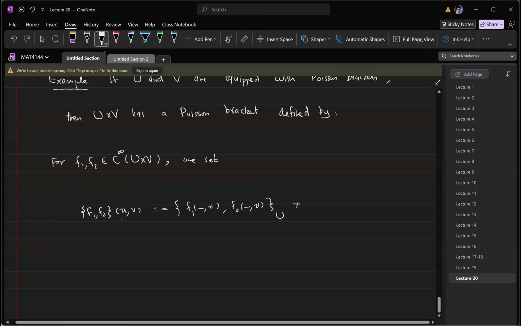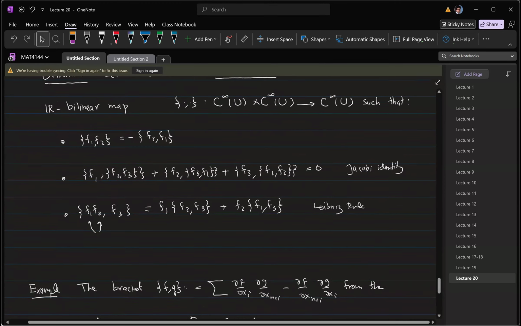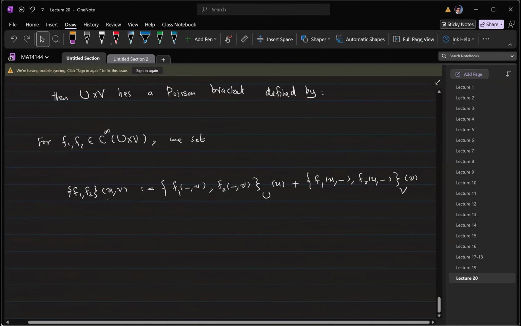And you can do the same thing with the other coordinate. Where do you evaluate the first one? You have a function on U, so you evaluate this Poisson bracket at u. Now you can play the same game with the second coordinate: you look at F1(u, ·), F2(u, ·) as functions of v, do the Poisson bracket on V and evaluate at v. And you can see that this curly bracket is bilinear and satisfies those three conditions.